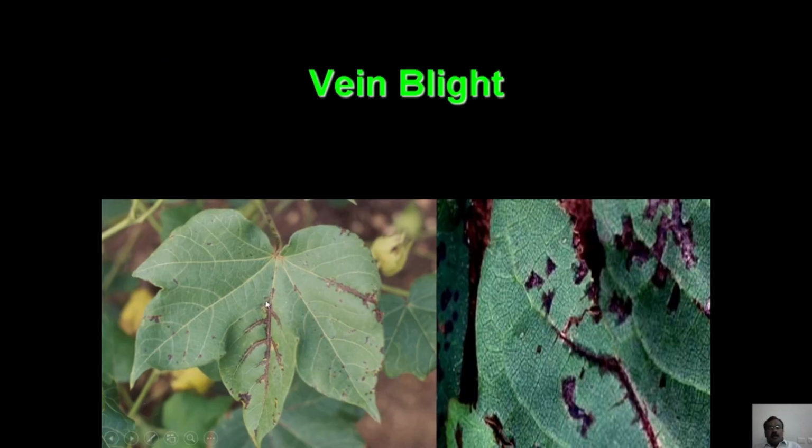And this is the veinal necrosis or veinal blight caused by the bacterial pathogen. And the infection which is angular in nature and spreads to the veins, which is clearly understood from this picture.